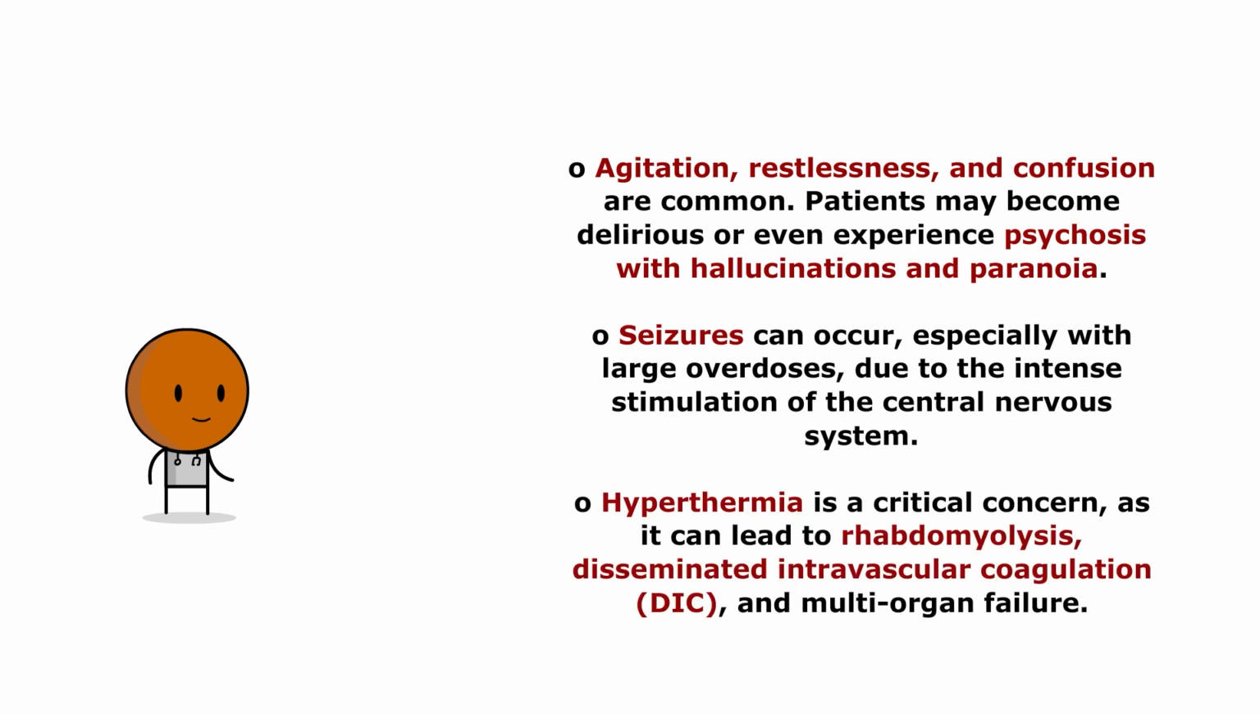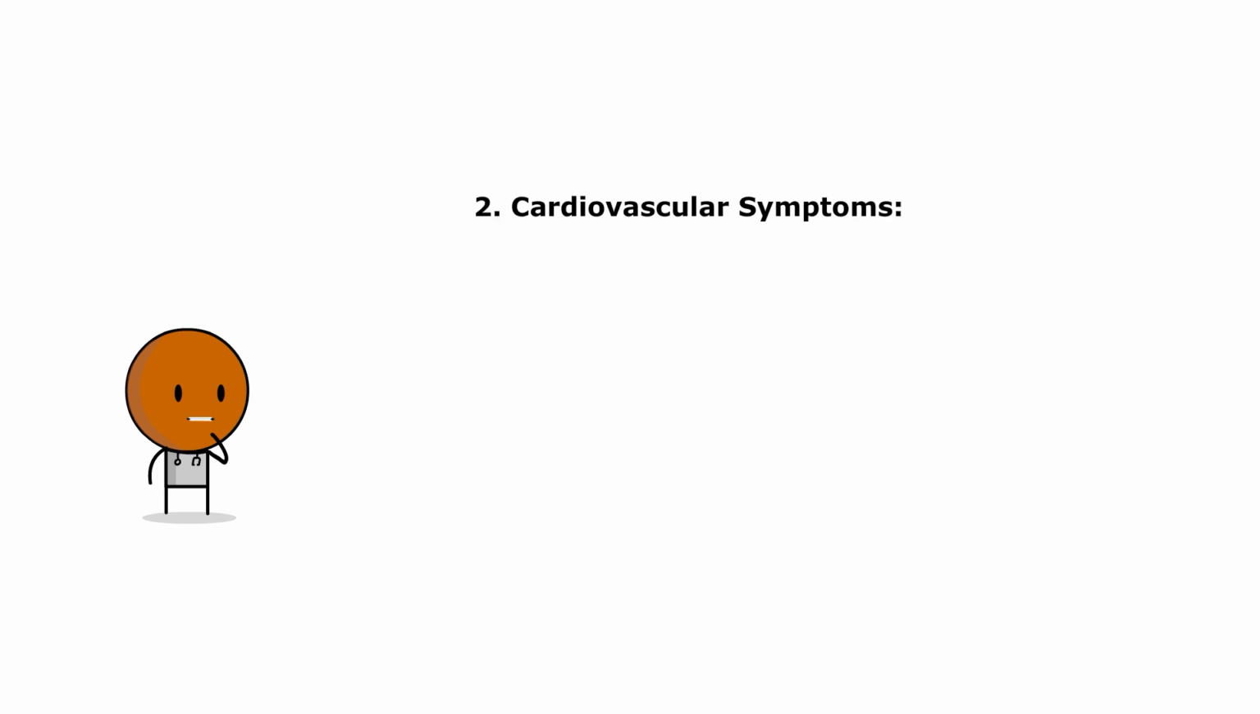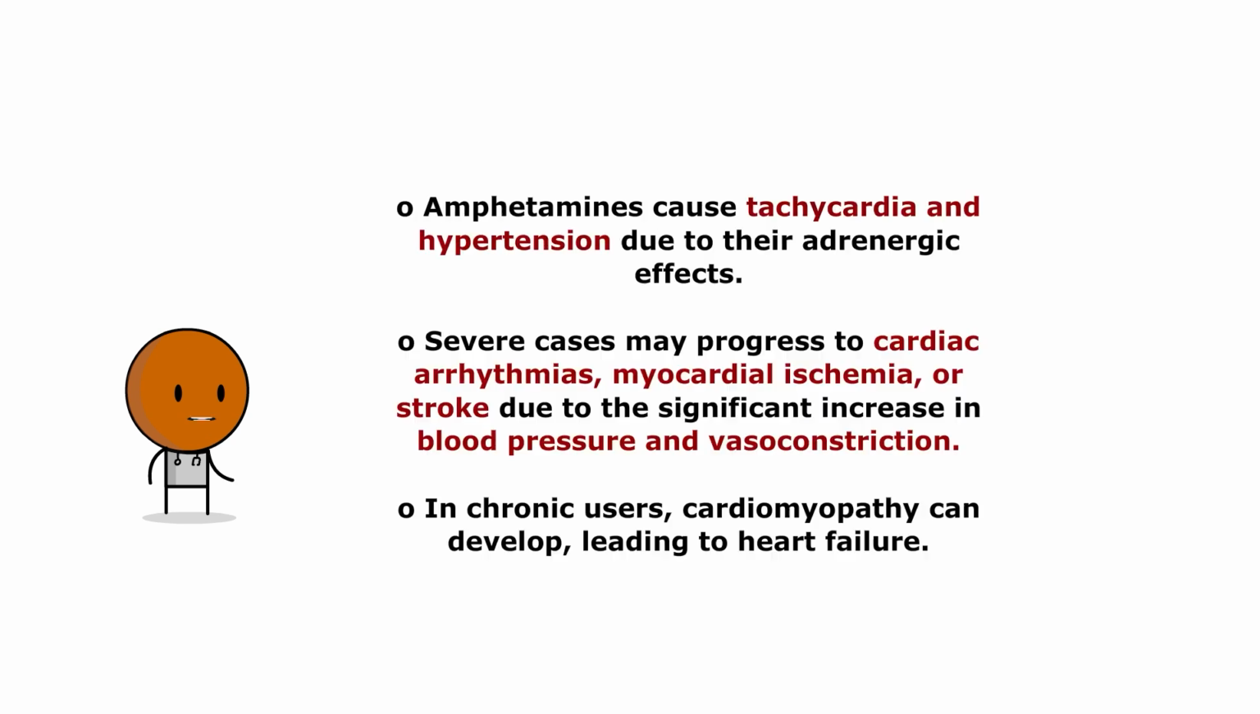Hyperthermia is a critical concern, as it can lead to rhabdomyolysis, disseminated intravascular coagulation or DIC, and multi-organ failure. Regarding the cardiovascular symptoms, amphetamines cause tachycardia and hypertension due to their adrenergic effects. Severe cases may progress to cardiac arrhythmias, myocardial ischemia, or stroke due to the significant increase in blood pressure and vasoconstriction. In chronic users, cardiomyopathy can develop, leading to heart failure.